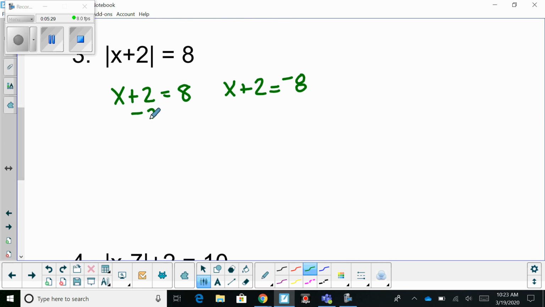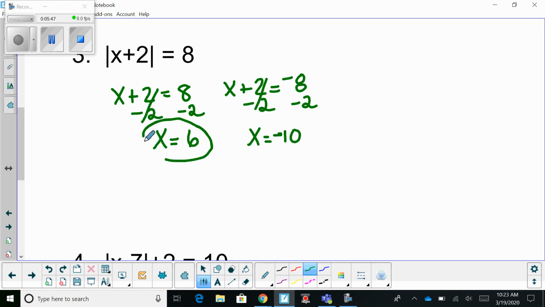To solve this equation, subtract 2, x equals 6. Solve this equation, subtract 2 and subtract 2, x equals negative 10. My two solutions are positive 6 and negative 10.